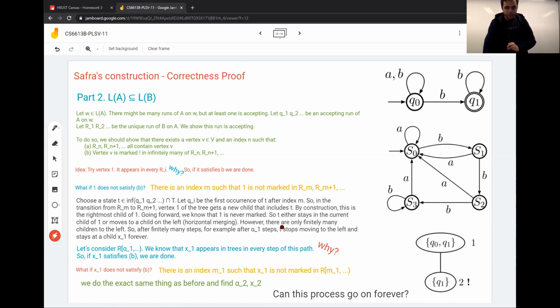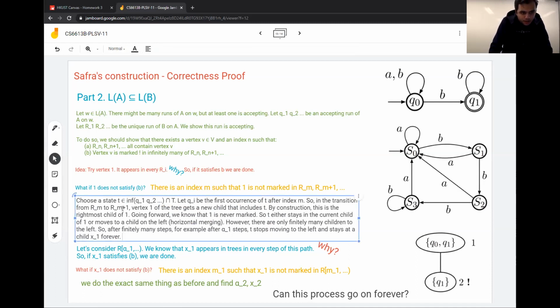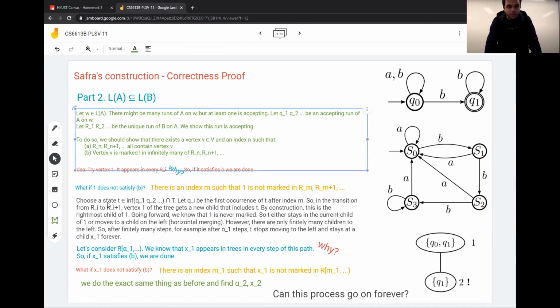Okay. Now, what can I say? So this should have been Ri to Ri plus 1. So Qi, which is the same as T, was a target state. And I reached it at index I.